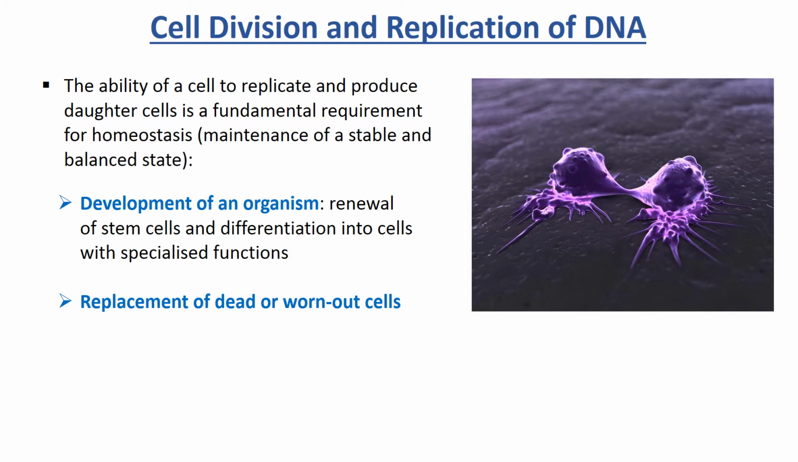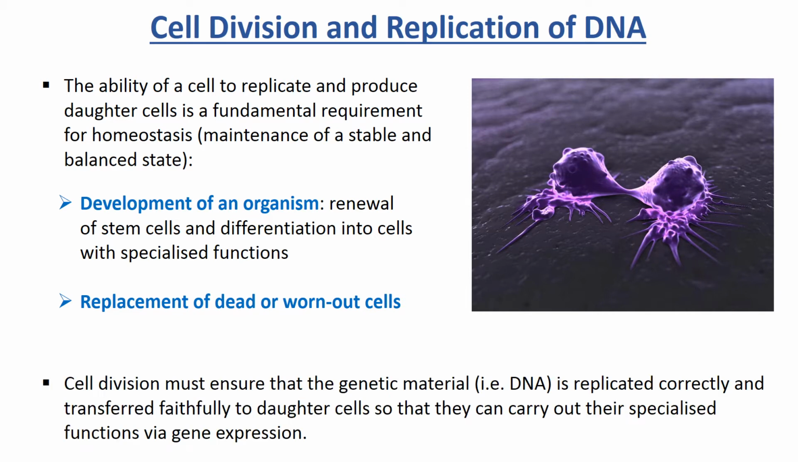Cell division is required for development of an organism, that is, for the renewal of stem cells and the differentiation into cells with specialized functions. As well as that, there's a need for cell division to replace dead or worn out cells. Cell division must ensure that the genetic material, that is DNA, is replicated correctly and transferred faithfully to daughter cells so that they can carry out their specialized functions via gene expression.